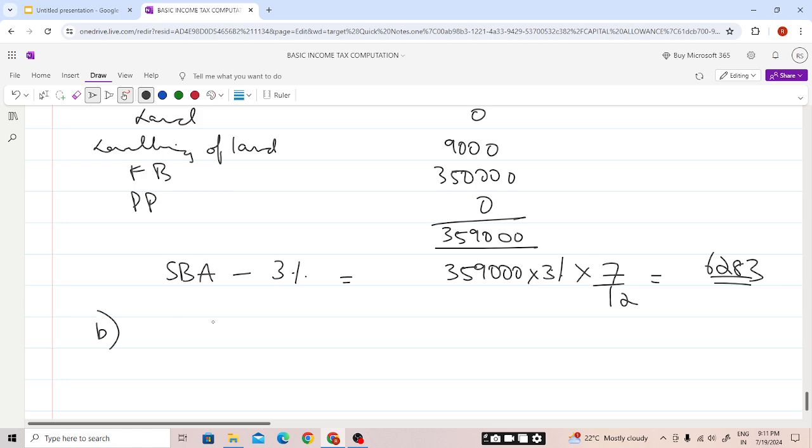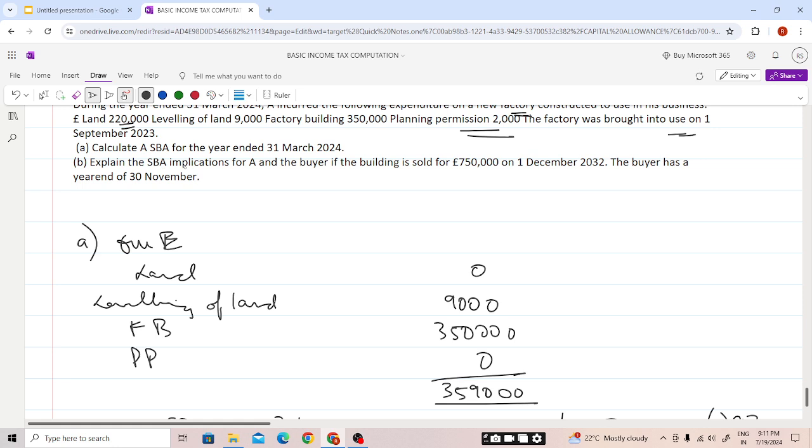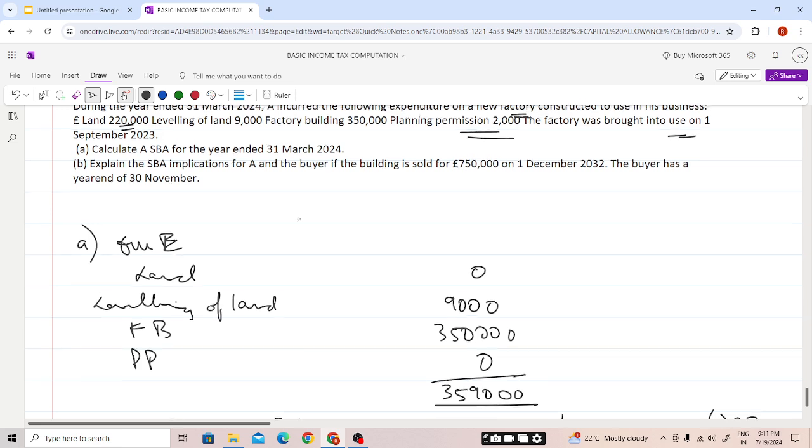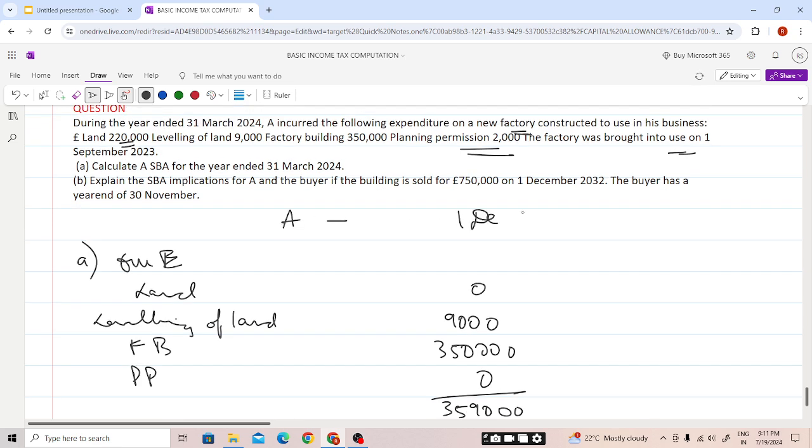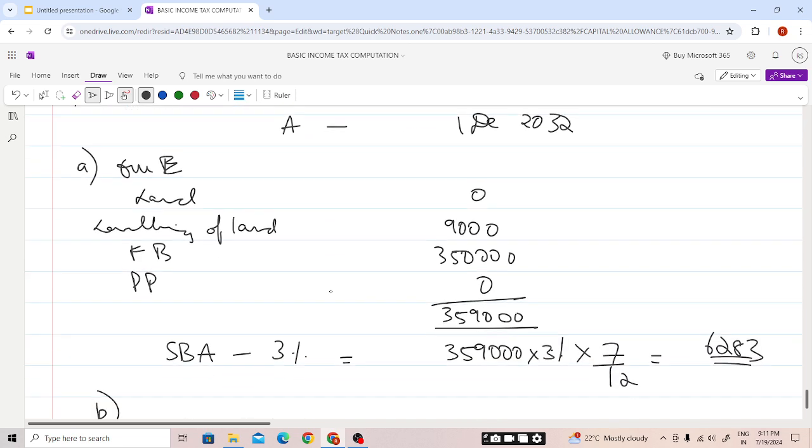Now coming to question number B. Explain the structure and building implication for A and the buyer if the building is sold for 750 on 1st December 2032. The buyer has a year end on 30th November. So A sold the building on 1st December 2032. So till that we need to claim the structure and building allowances. So for 24 we have claimed it. So from 24 to 25, 25 to 26, 26 to 27, 27 to 28, like that we need to claim. So we'll be calculating it.